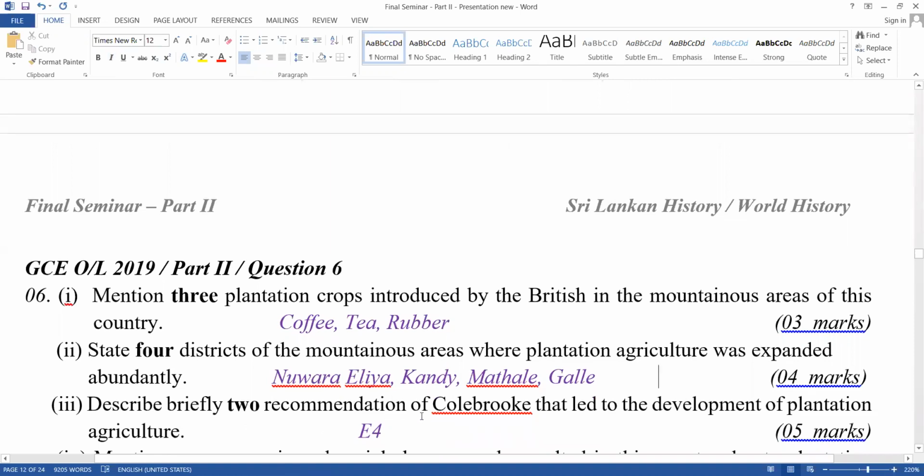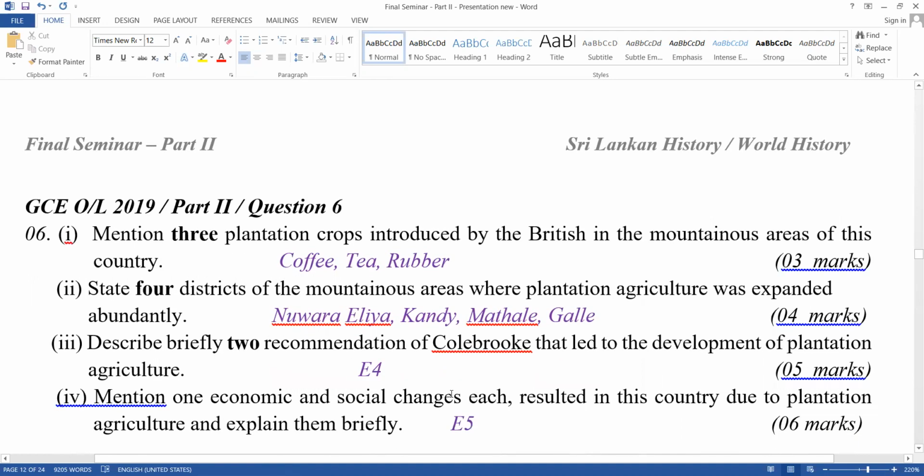Describe briefly two recommendations of the Colebrooke Commission that led to the development of plantation agriculture. Land sale policy. And what is the other one? One is land sale policy. The other one is private entrepreneurship. Indirect taxes do not come this way. Why? To develop plantations. I gave three; indirect taxes is the third one. First and second come for this one.